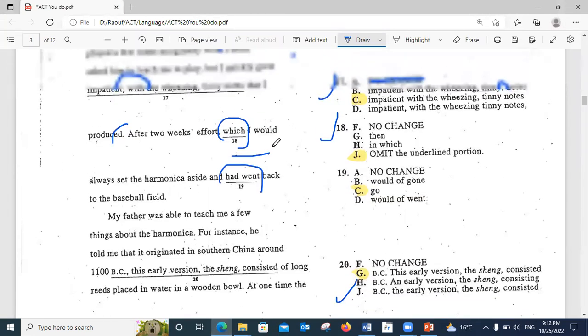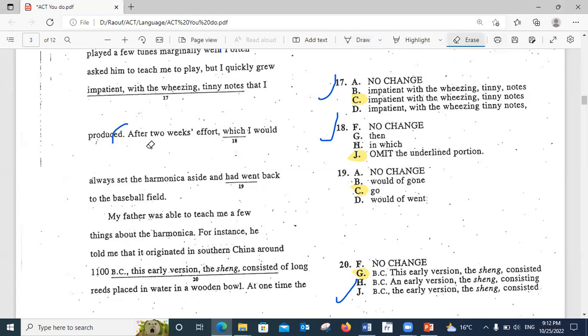If we keep the word which here, the sentence doesn't make sense. Let's read it as it is. After 2 weeks effort, which I would always set the harmonica aside, okay, I still don't know what happened. So the word which here spoiled the sentence. It makes the sentence dependent, not independent.